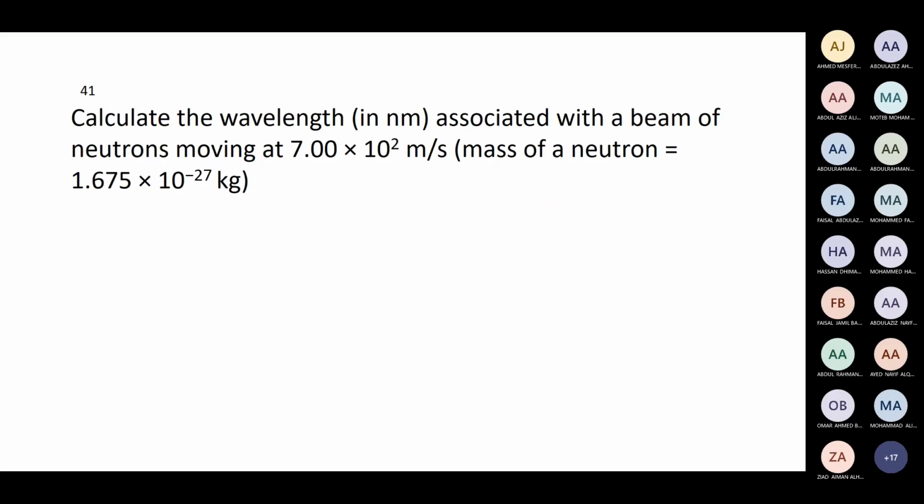Good. All right. Calculate the wavelength associated with a beam of neutrons at 7.00 times 10 to the power 2 meter per second. The mass of the neutron is 1.675 times 10 to the power minus 27 kilogram. Which law are we going to use here? De Broglie, exactly. So what's the law of De Broglie? Lambda equal h over mv, or u. We use u in our book.